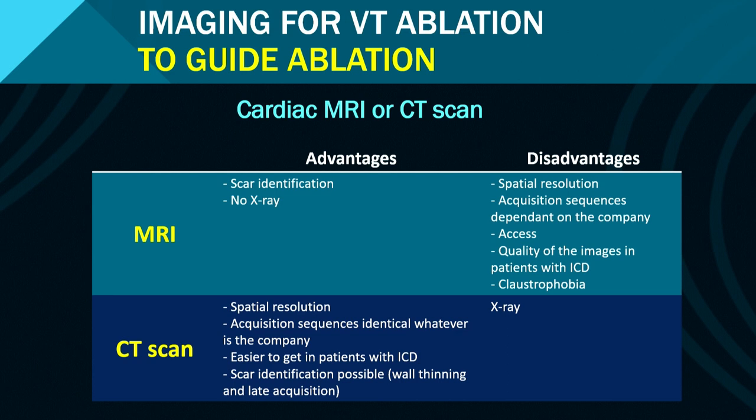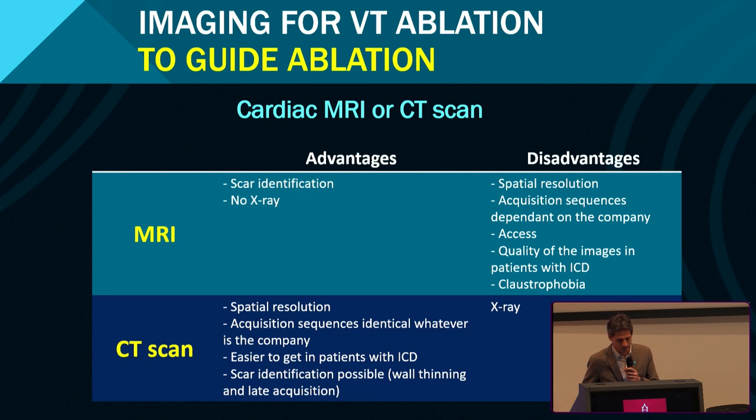So there are advantages and disadvantages to both modalities, CT scan or MRI. Of course, the main interest of MRI is the absence of X-ray radiation, and it's pretty great for scar identification. However, the spatial resolution is poor, which is a main disadvantage. Plus, acquisition of sequences: if you have an MRI from Siemens, it's not the same as from another company, which makes things a bit complicated to get done in different labs depending on your system, and you cannot go easily from one to the other.